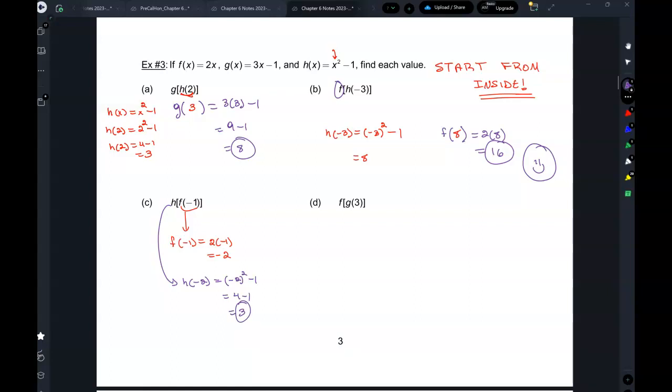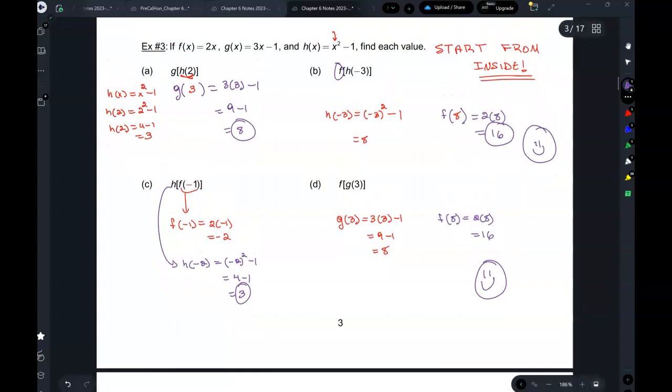Don't we love these? Okay, so the next one you're going to do completely on your own. On your mark, get set, go. F of g of 3, go. All right, awesome. And then, you know, that'll be the end of this lesson.